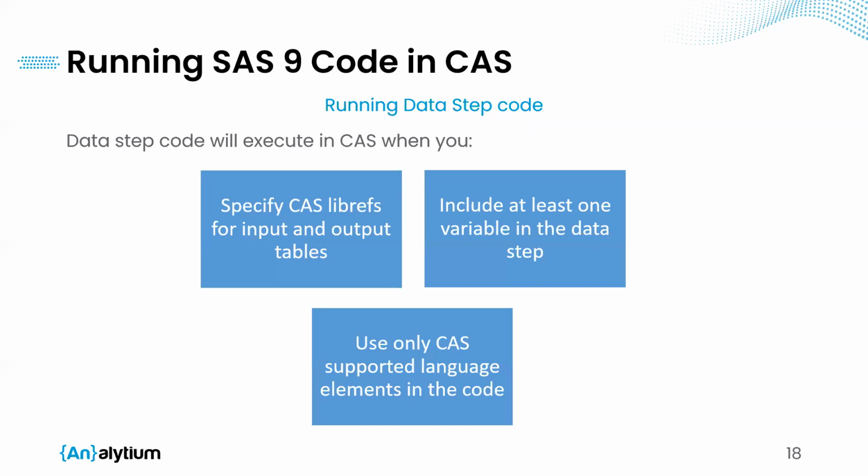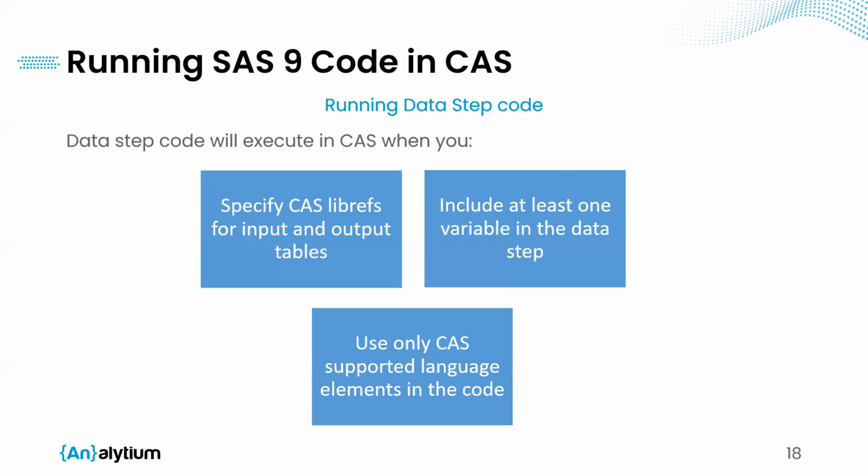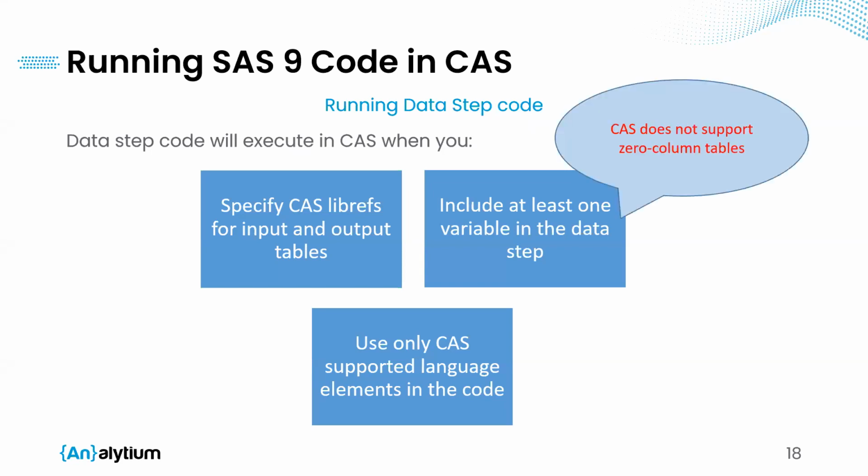Running data step code on CAS. Data step code will execute in CAS when you have specified CAS librefs for input and output tables. You have to include at least one variable in the data step, and you can only use CAS supported language elements in the code. And we note that CAS doesn't support zero-column tables.